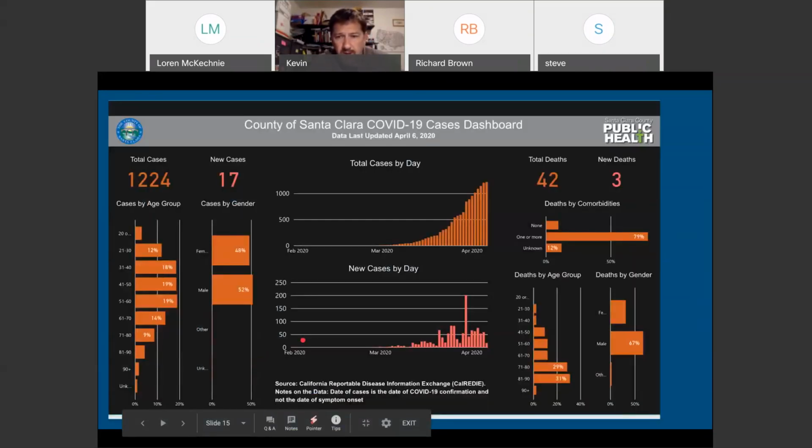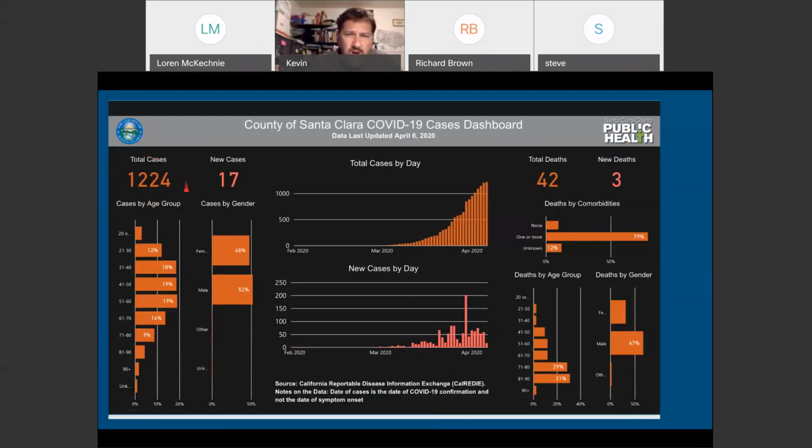Here's the dashboard. Doesn't it look busy? Oh my goodness. Let me point out a couple of things that are tricky on this, because it doesn't really say what you think it says. The first thing, here's the total cases, like I was talking about, ever since January, I think 21st is when they started keeping records on this. So Santa Clara County, as of yesterday, April 6th, we had 1,224 cases registered that had been tested. Here's a graph of that.